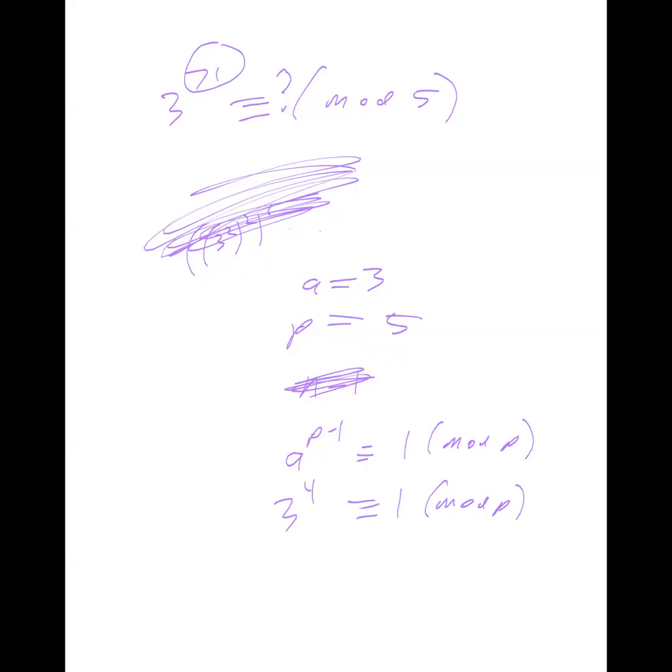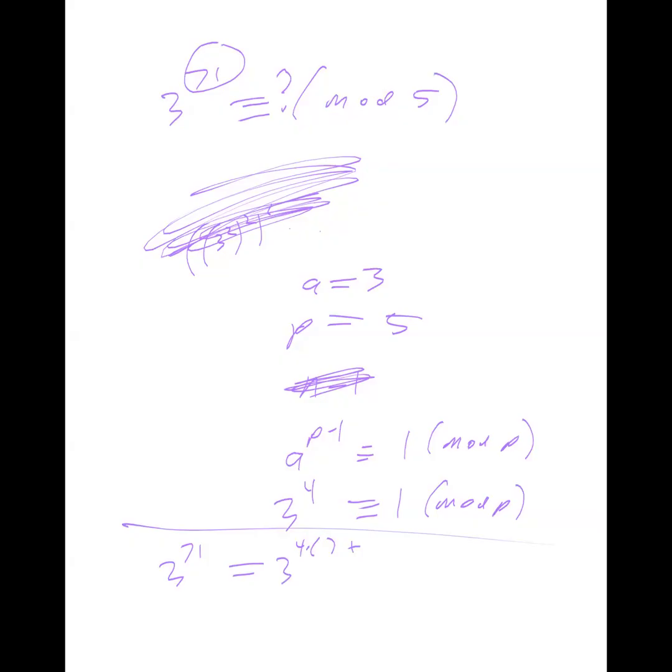Well, instead of expressing 71 in base 2, here's something a lot easier. Express it as a multiple of 4. So express 3 to the 71 as 3 to the power of 4 times something, plus 71 mod 4. So how many times does 4 actually go into 71?